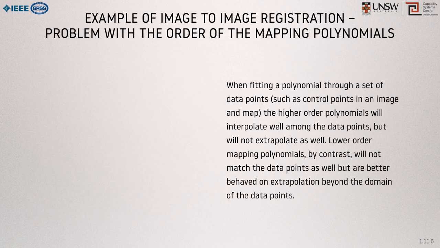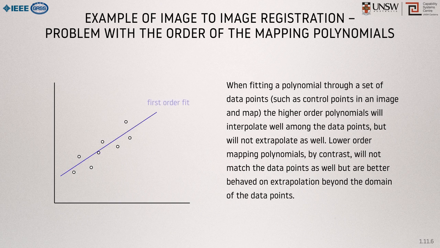We can get a good idea of well-behaved and poorly behaved registration by looking at fitting a curve through a set of points as shown in this slide. The first order equation matches the distribution of points moderately well and seems to extrapolate in a well-behaved manner beyond the set of points. The second order curve gives a slightly better match to the points, but seems to diverge unnecessarily beyond the data points.